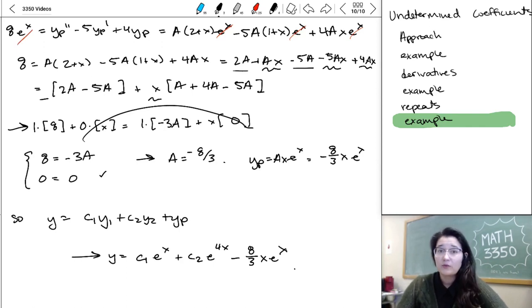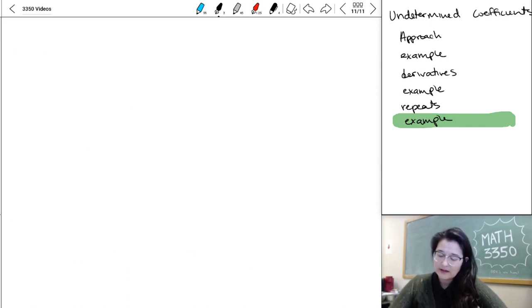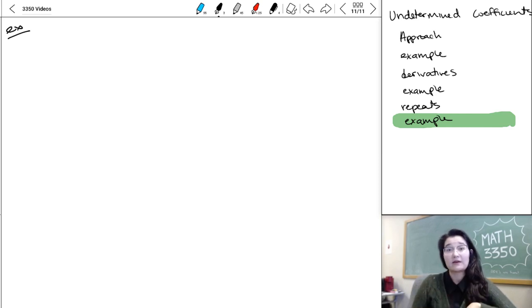All right, I'd like to do one more example. And in this one, I am going to sort of skip over all that algebra in the middle. Really, the thing that's important and new to us is how we specify what y sub p should look like. So I want you to see one more example of us doing that, where things get a little bit complicated.